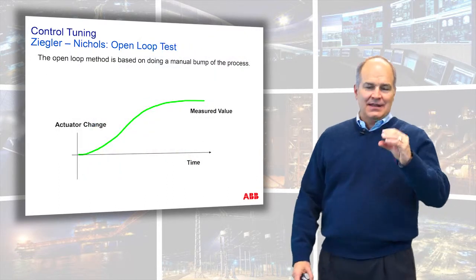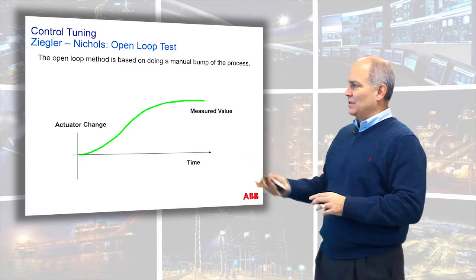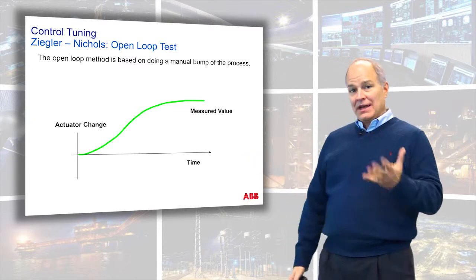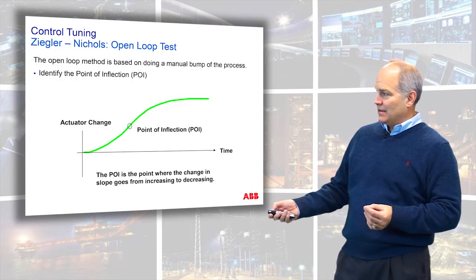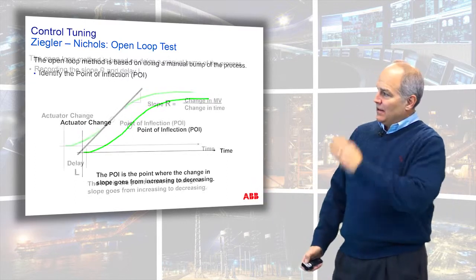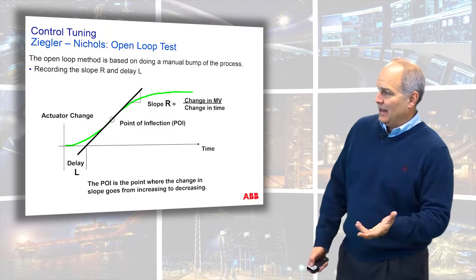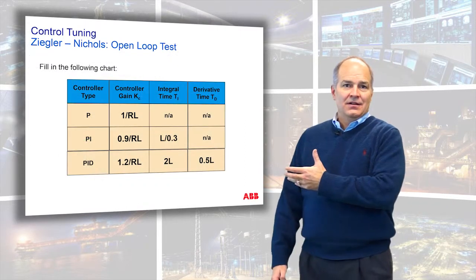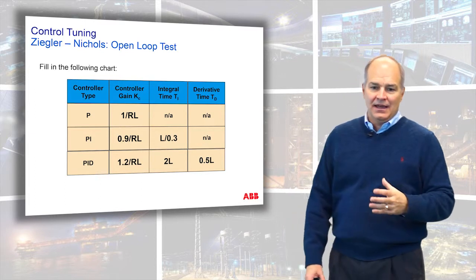But there have been techniques where they do clipping circuits until you get a square wave. And then there's this one called the point of inflection, where you actually do a bump test. Then you try to figure out where the point is that the slope goes from going up to going down. That's the point of inflection. You draw a line through there and you calculate the slope and you calculate the delay, and then that goes into this equation. But they're all designed to give you a quarter wave decay.